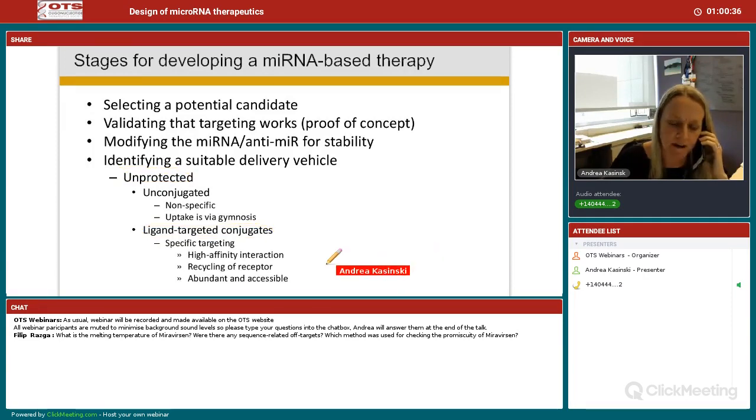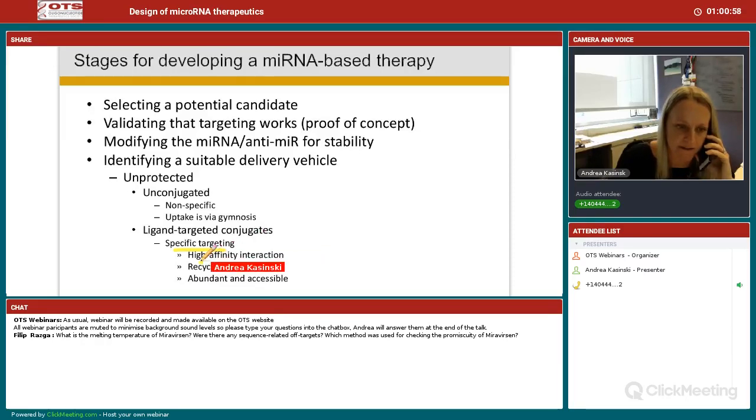And then there's ones that are more of the targeted class, which are highly specific in targeting. And there's a couple criteria that are really important as we move forward with specific targeting. You can imagine many benefits to this. For example, you can dramatically reduce dosing. And for example, this really depends on the affinity of the interaction.